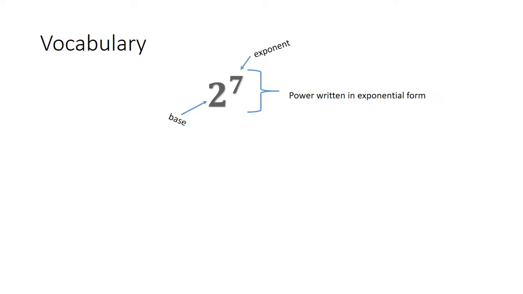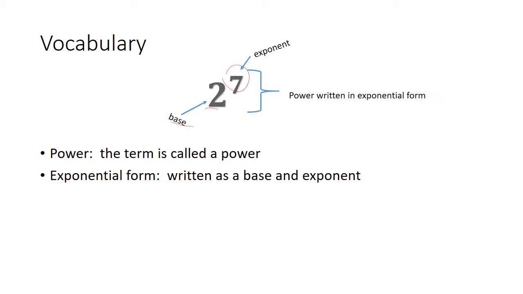So the first thing you need to know is that it is going to be a number that is raised to a tiny little number. So they're usually different sizes. The big number, or the normal size number, is going to be your base right here. And then the small number is your exponent. And when you write a base to an exponent, that is called exponential form. All right, so all together we would call all of this a power. So 2 to the 7th is a power.